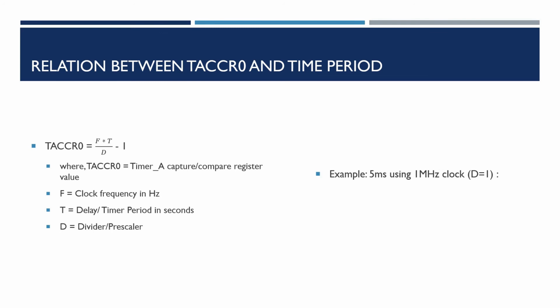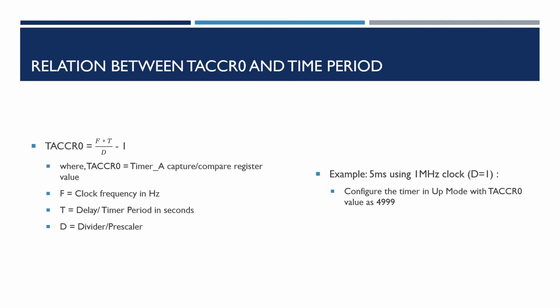So I hope you understand that, and I hope I made some sense. But let's see an example. If you have 5 milliseconds and you are using a 1 megahertz clock, and let's say you do not want any divider, or rather you want to keep it as 1, in that case you'll have to configure the timer in up mode with TACCR0 value as 4999, which simply means that you'll have 5000 ticks. And I hope that makes sense now, so that you can get 5 milliseconds.